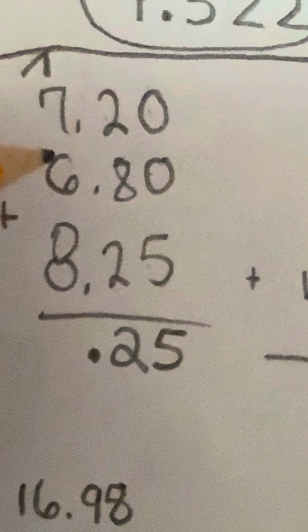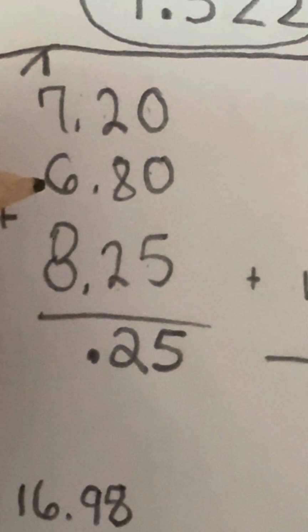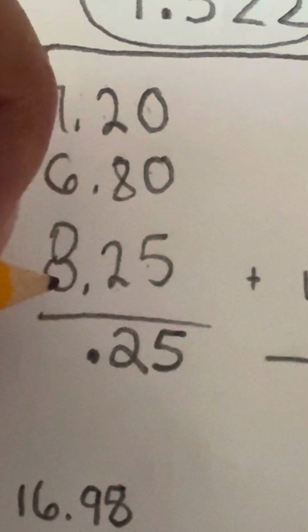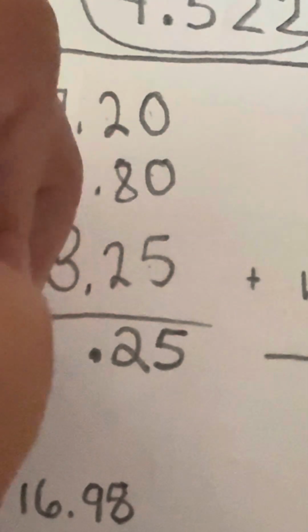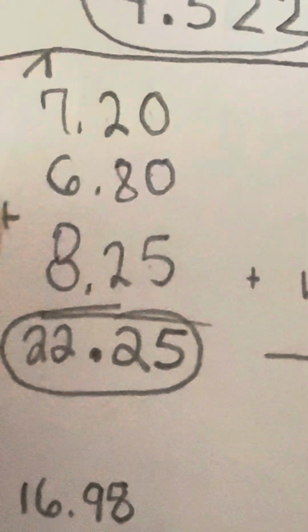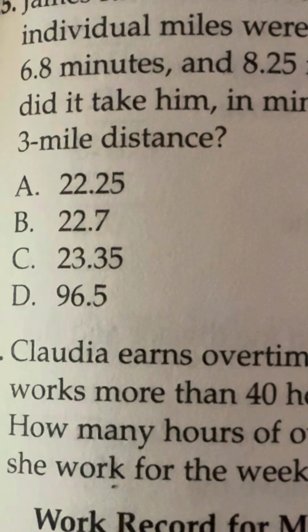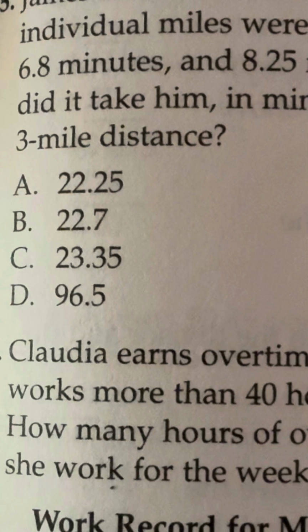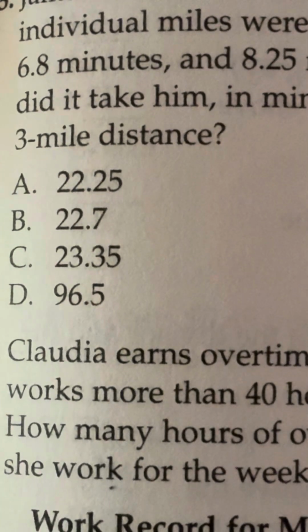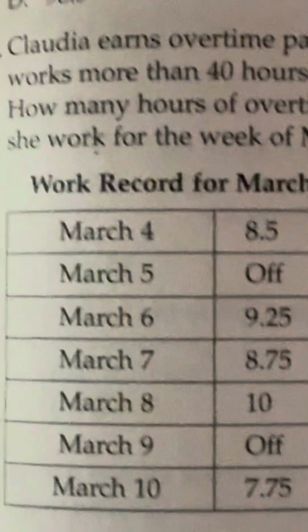1 and 7 is 8, plus 6 is going to be 14, plus another 8 is going to give me 22. And so it would take 22 minutes, 0.25 seconds. Well, actually not. 22.25 is 22 minutes and a quarter in order to make that happen. So A is the correct answer for that question.